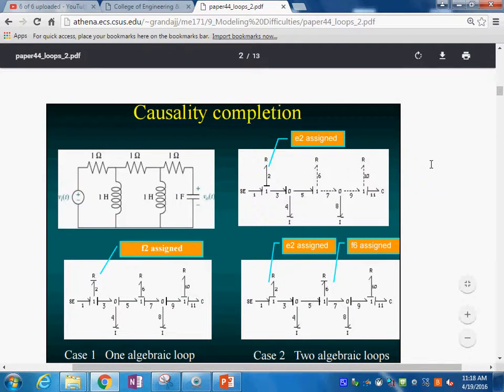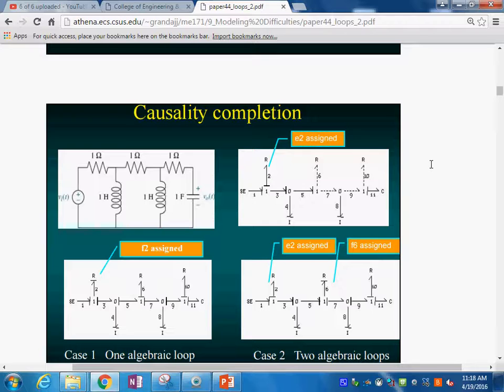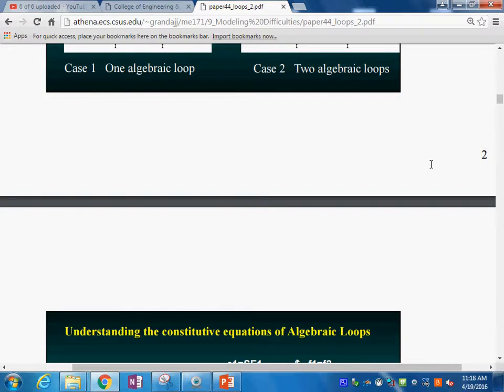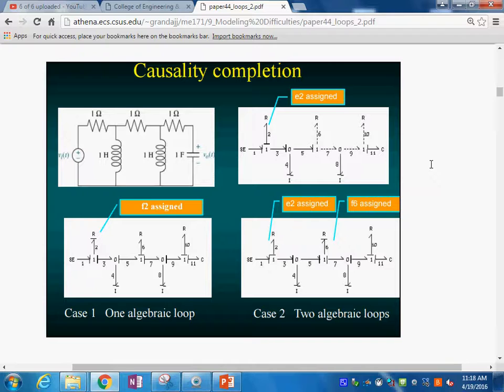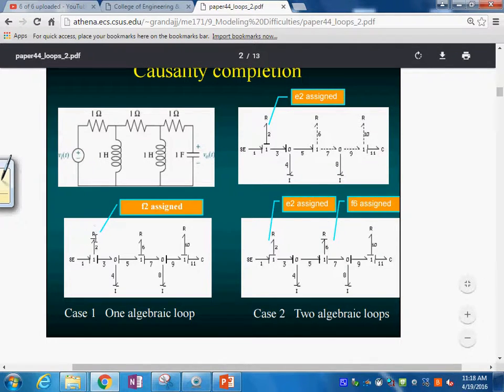You see, in here, one possibility is that we assign the causality for one of the elements. Let's say that we assign it over here like this. If we assign it over here, then it completes here and it does this. This is if you assign the causality here, but you could also assign it here. And by doing that, what will happen? If you assign it here, these ones in dotted lines are not complete. And so you will have, in this case, two algebraic loops, and in this case, one algebraic loop.